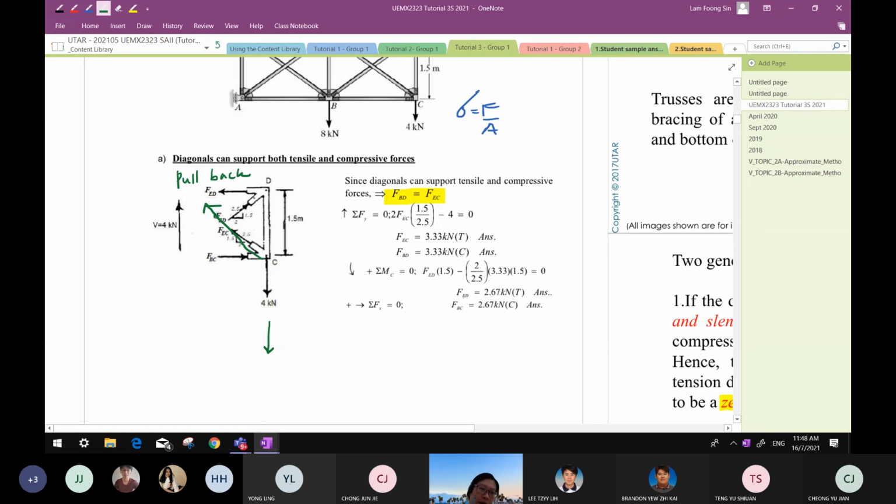Then this member will pull it back too. It's going to go down, but I'm going to support it by pulling it back. Because it pulls back, I want this to be in tension. And if this is tension, then I put the arrow for compression here. Any question here? Just by looking, equal and opposite, action and reaction.